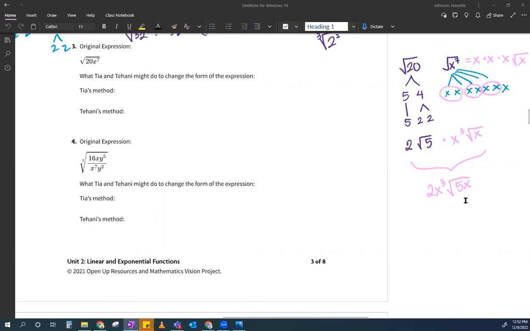Now listen, some people want to still say, oh, Miss Johnson, you could still simplify this. And they'll multiply the inside stuff with the outside stuff. They don't get to play together. They don't, okay? So my final answer for Tia's method, and it doesn't matter, it's going to look the same, is 2x cubed square root of 5x.